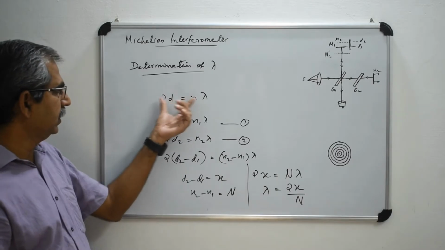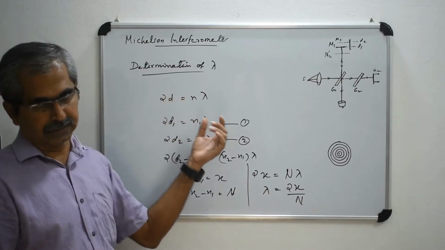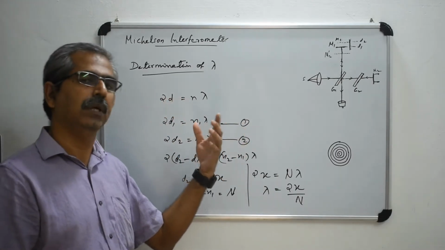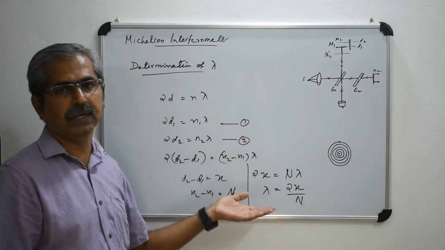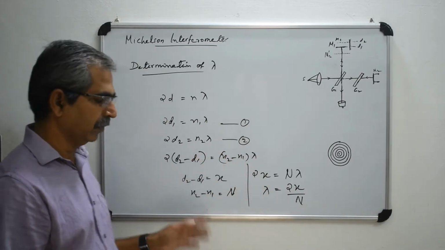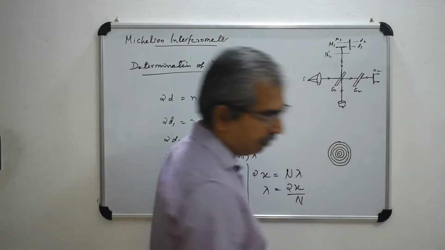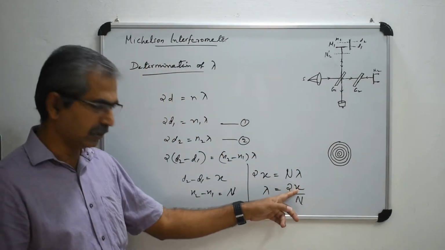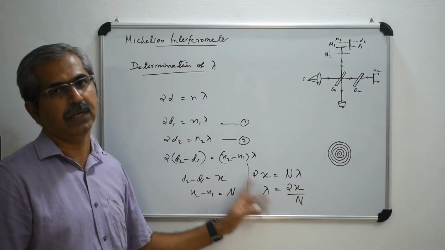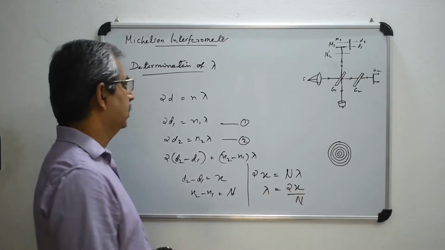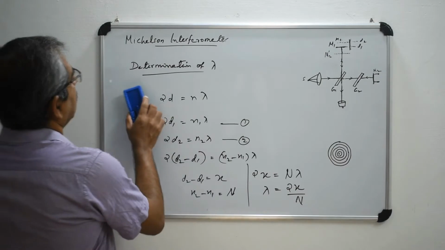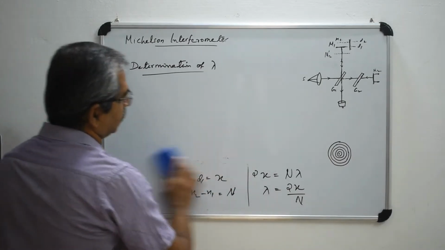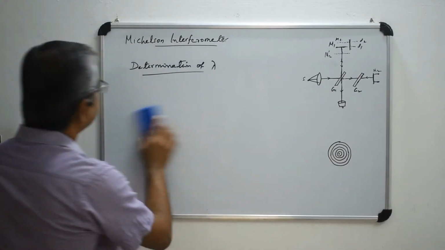We have explained it in terms of the dark rings that are formed. You can use the bright rings also, and then you will end up with the same equation. So this is the first application. By knowing the value of N and x, you can calculate the value of lambda directly. So that is the first application of the Michelson interferometer.